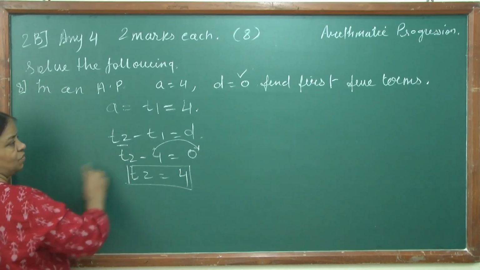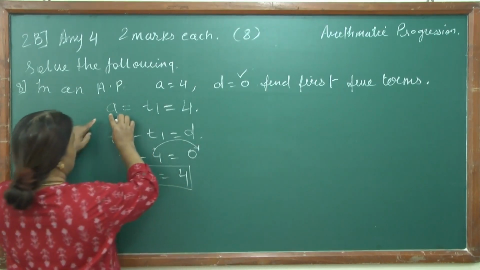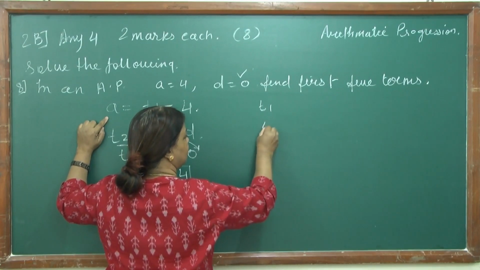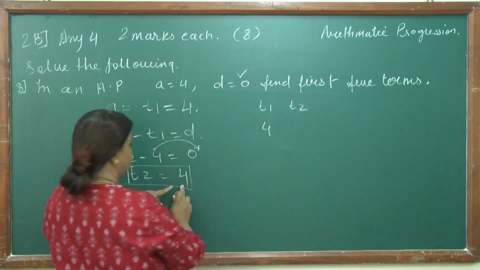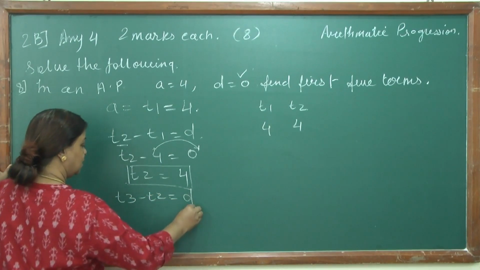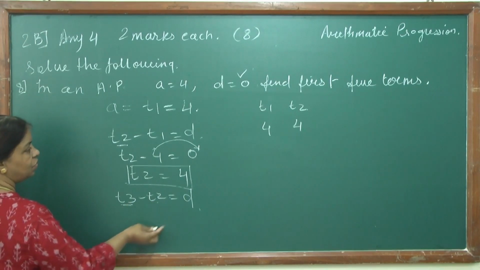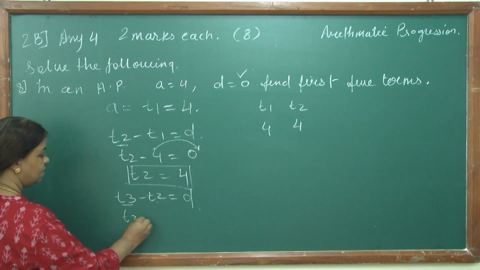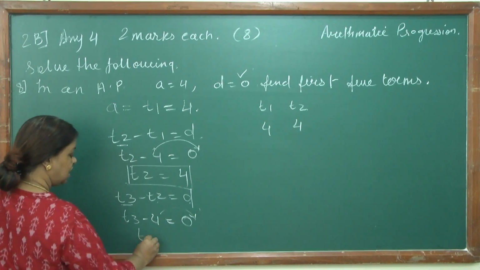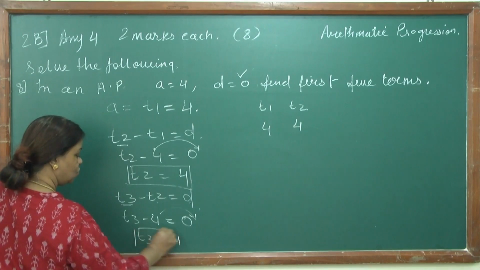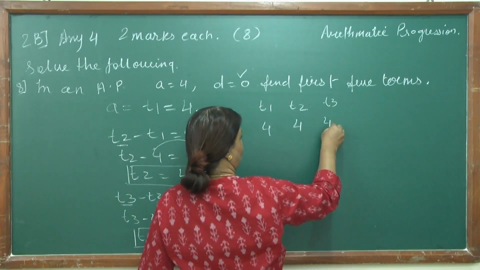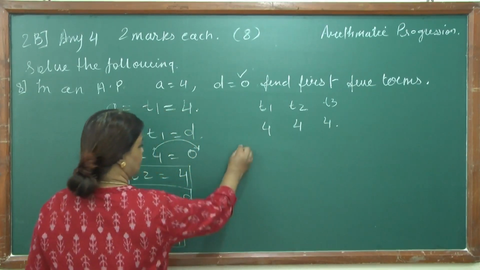So we got the second term. We want to find the first 5 terms. A we know 4. T1 we know 4. Now T2 we got 4. Now T3 minus T2 is equal to D. T3 we don't know, T2 we know 4. T3 minus 4, D we know 0. 4 will go here. So T3 is plus 4. So we got the third term also, 4.